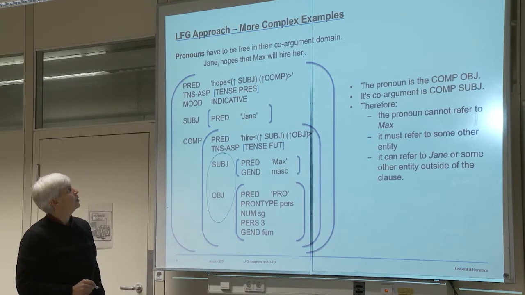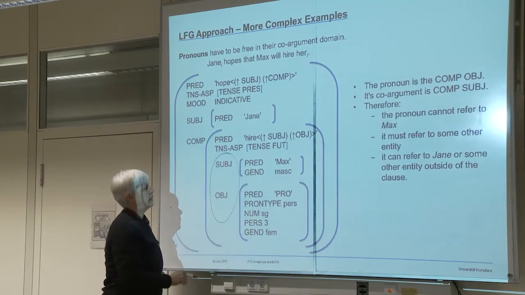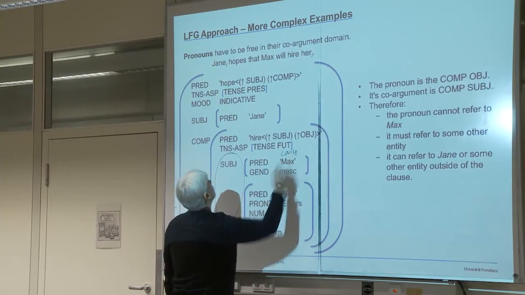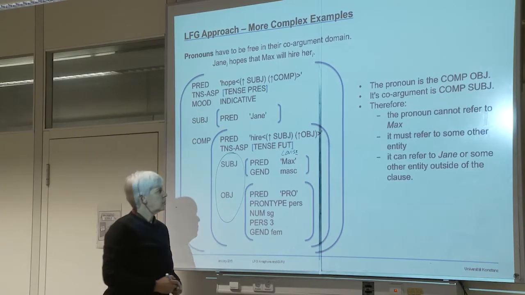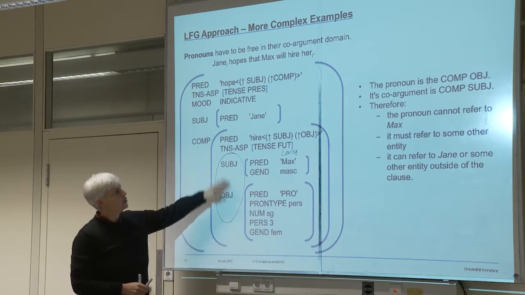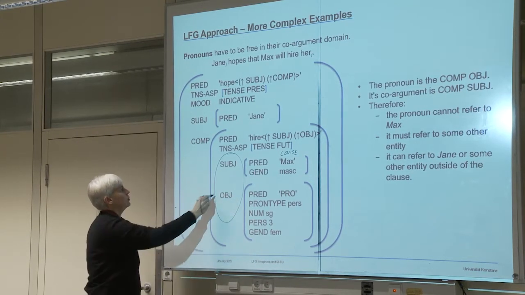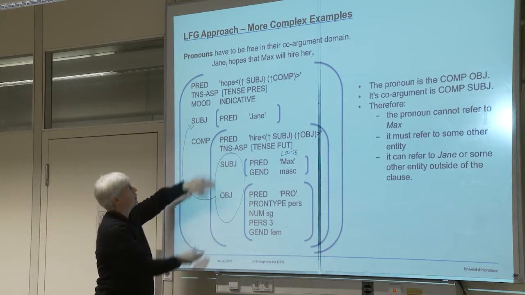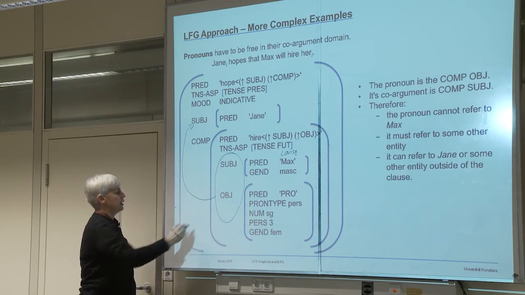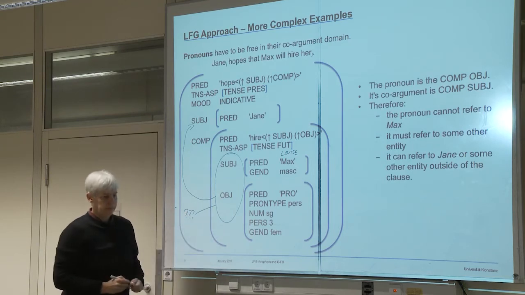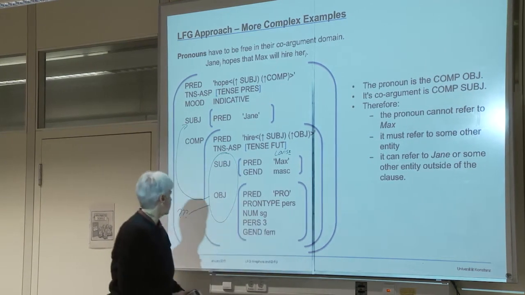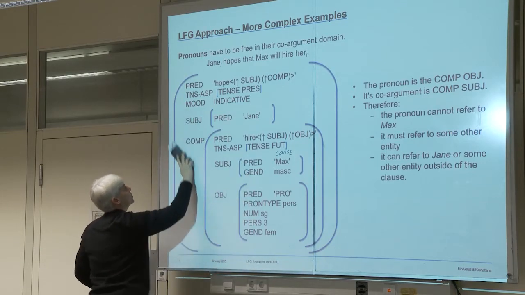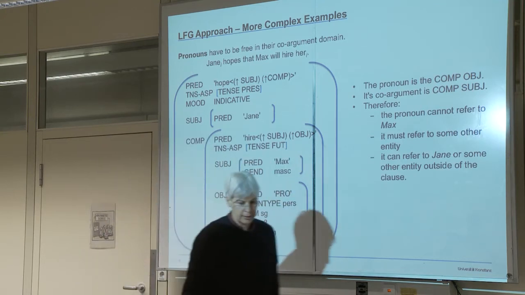Okay, so her cannot refer to Max. That's good because Max is masculine anyway. But if we had something else here, say like Louise, Jane hopes that Louise will hire her, it couldn't refer to Louise either. Okay, it has to be free in its co-argument domain. What it can do, it can refer to Jane. Yeah? It just has to be free here, but it can refer to anything else outside of this. It can refer to Jane or to some other person, Kim or Sandy or anybody else like that. Okay, so here, her can refer to Jane, but not to Max or anybody else who's the subject here.